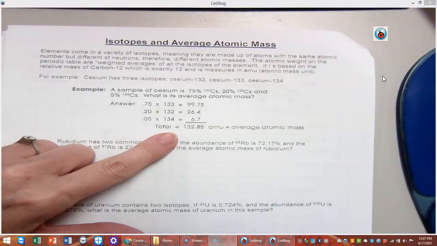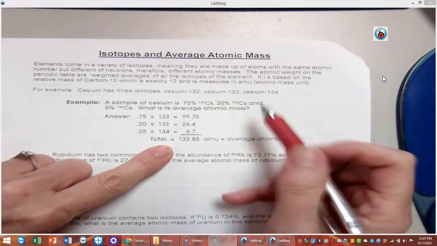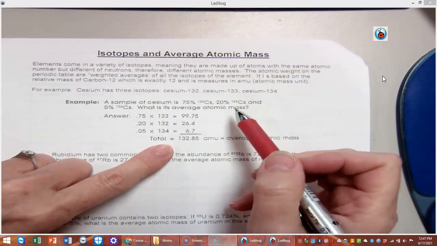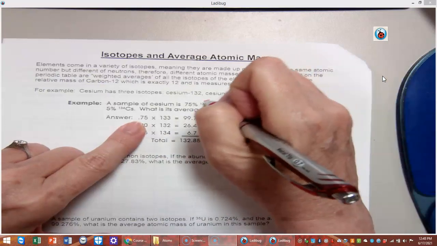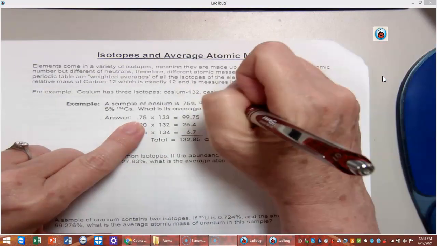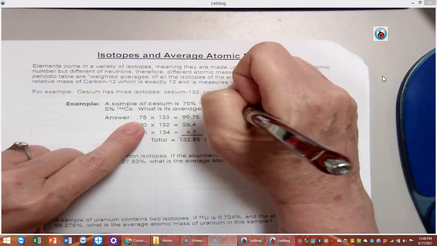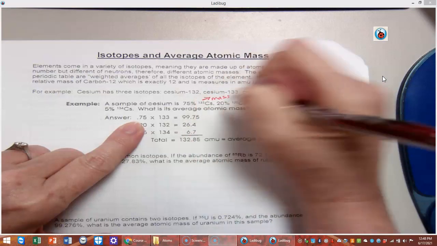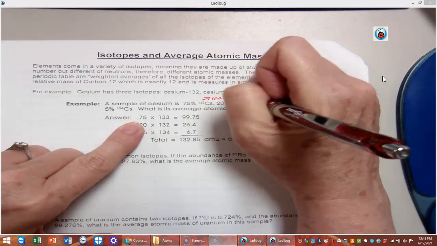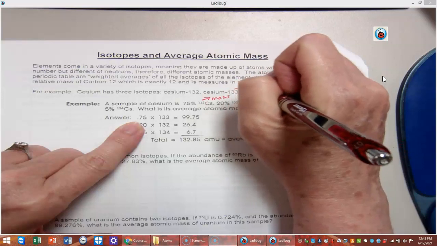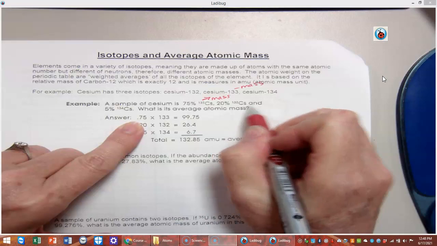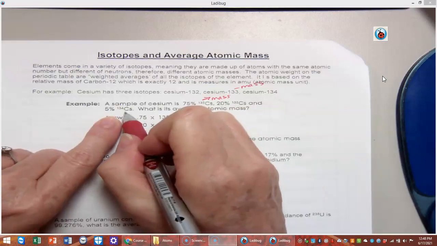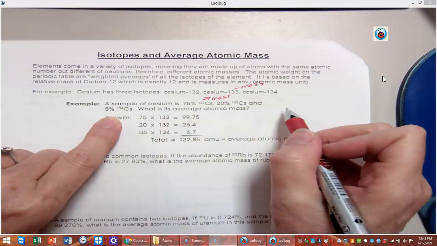Okay, so if we look at this, it says a sample of cesium is 75% cesium-133. So what is this? This is your mass number. Remember, if you have it written like this, or you might see it written like this, but this is always your mass. Okay, 20% cesium-132 and 5% cesium-134. Okay, what's the average atomic mass?